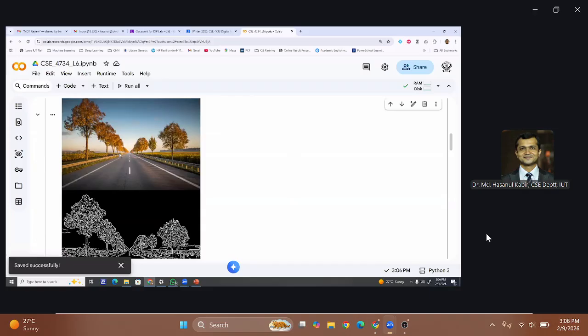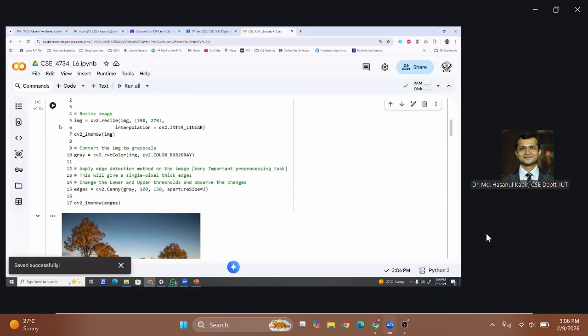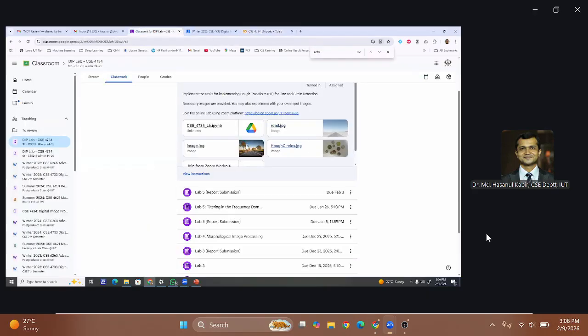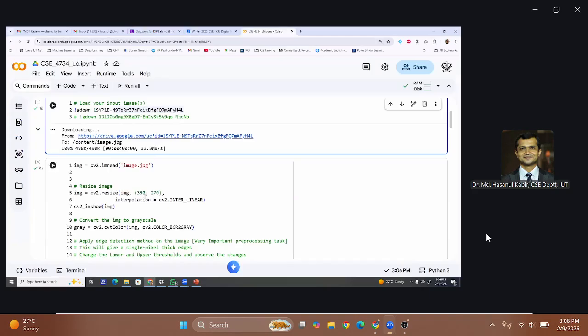Okay, now what did we do here? So I loaded the images. I have already given you the shareable code identifier actually. Or I have also given the code in the classroom. You can simply load whichever image you want, and you can run the code.